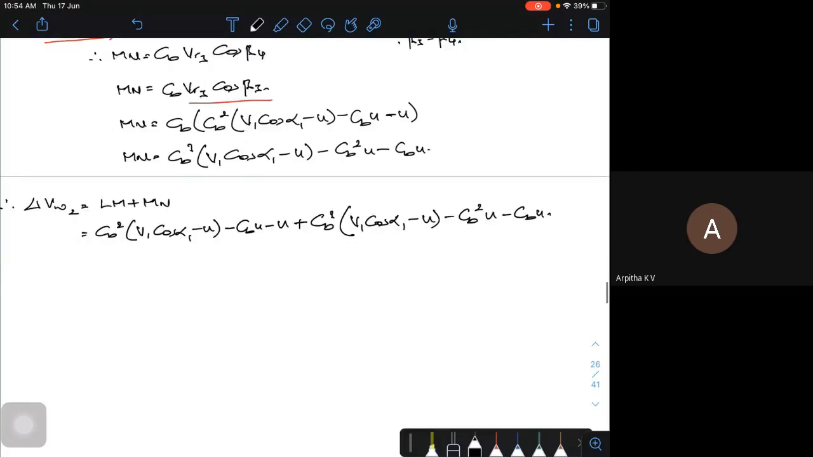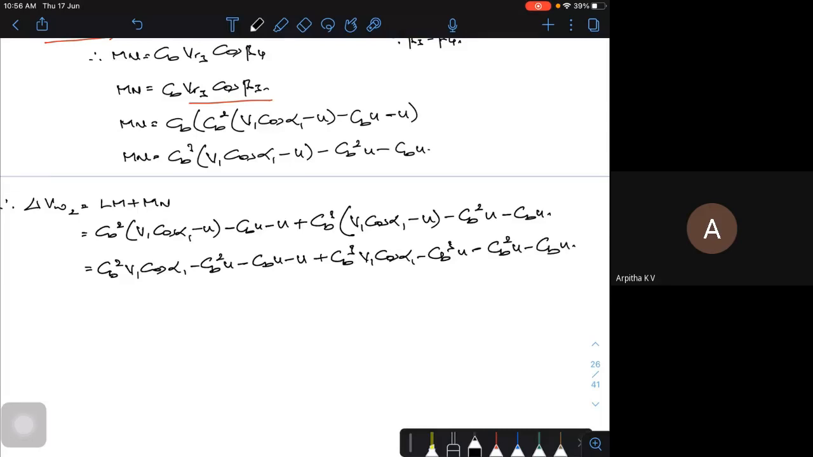Now we have to simplify this. So let me open this bracket. This will be Cb square into V1 cos alpha 1, minus Cb square into U, minus Cb into U, minus U, plus Cb cube into V1 cos alpha 1, minus Cb cube into U, minus Cb square into U, minus Cb into U.